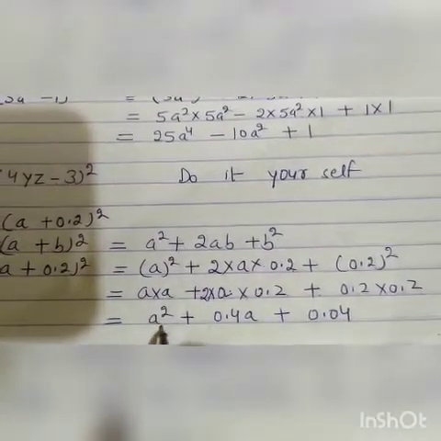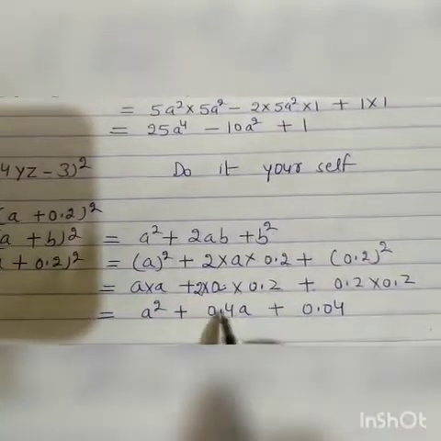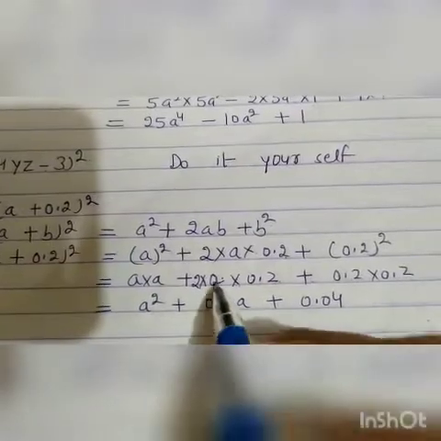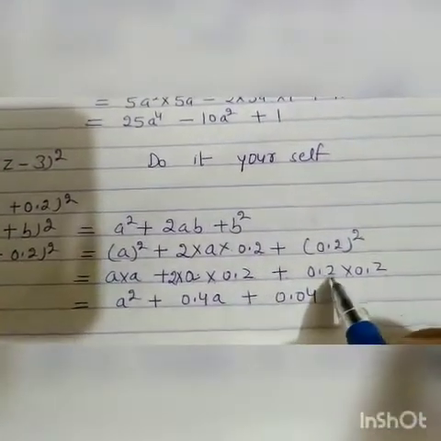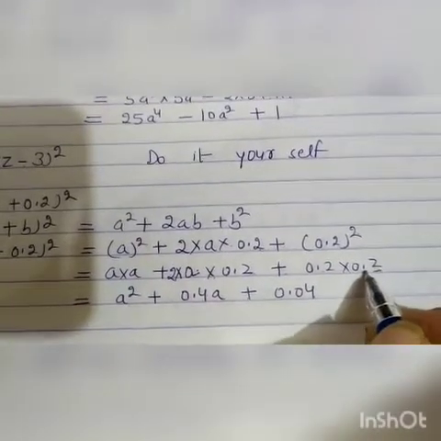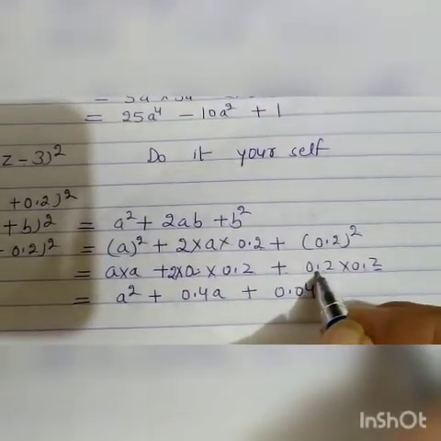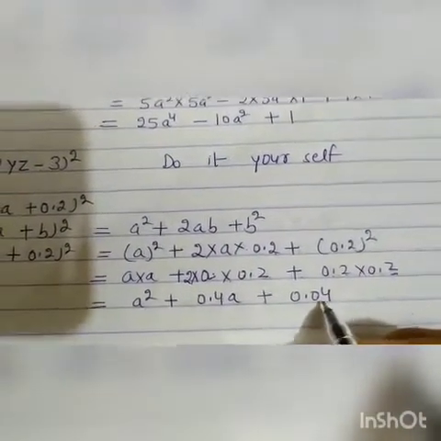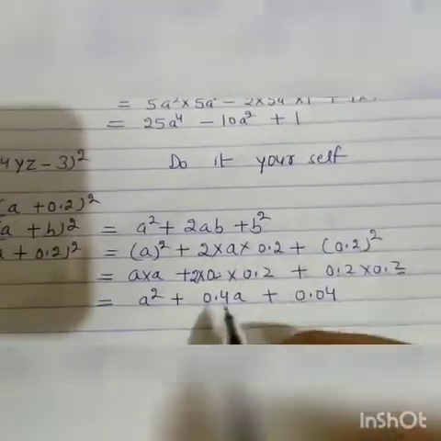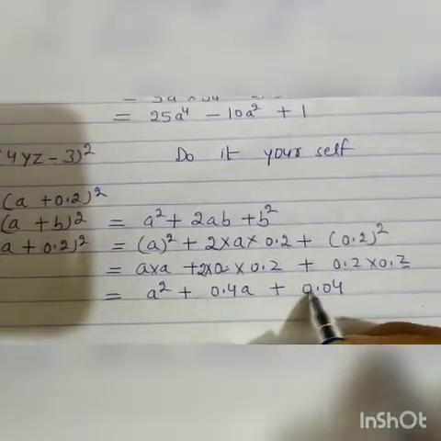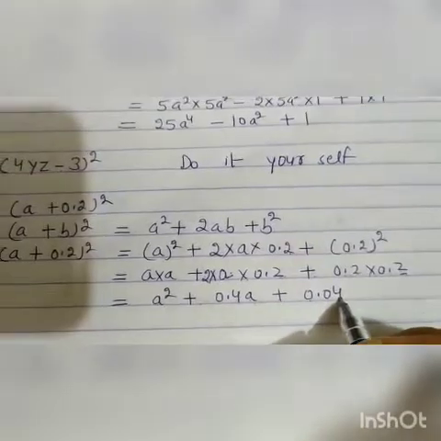a multiply a is a square, 2 twos are 4, and before one digit there is a decimal, so it will be 0.4a plus 2 twos again 4, but now there is a decimal before one digit here and before one digit also here, so total 2 digits. Here we will put the decimal before 2 digits, so the answer will be a square plus 0.4a plus 0.04.